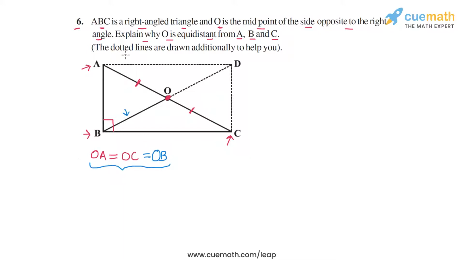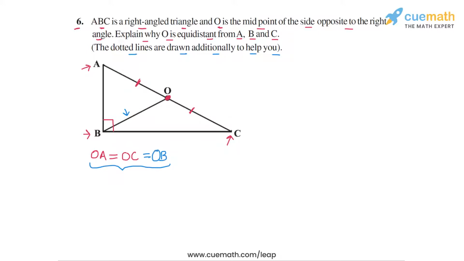And then the question says the dotted lines are drawn additionally to help you. So do you see these dotted lines AD, OD and CD? Let me explain to you how these dotted lines have been drawn. So let's first imagine the situation when these dotted lines were not present. So the situation would have looked like this.